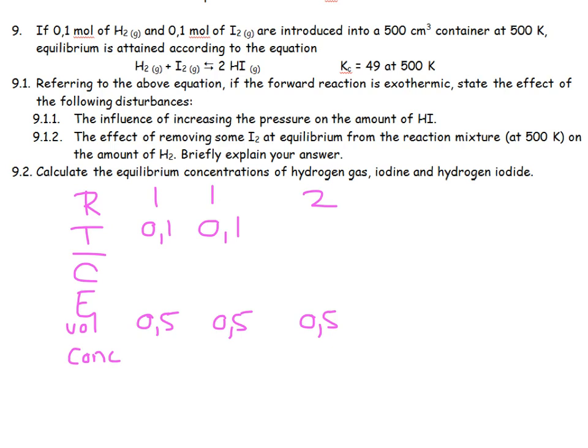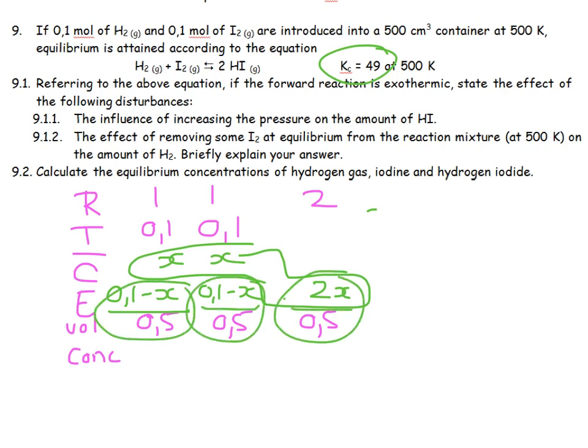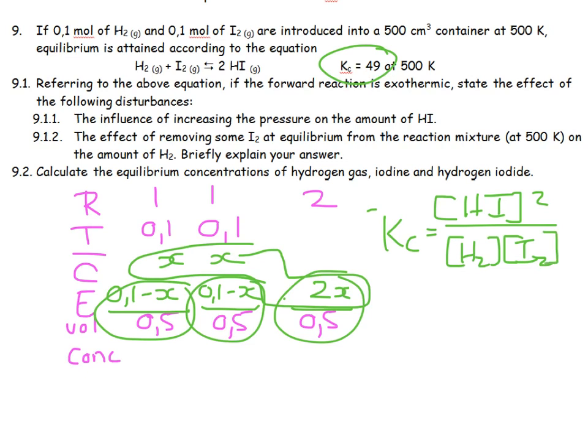And I am going to then say those are linked, and I get x, x, and 2x. This is 0,1 minus x, 0,1 minus x, and they are going to give me a little bit more information. Well, let's see what they ask me. I've been given Kc over here, so I can say that's my concentration, that's my concentration, and that's my concentration. Kc is equal to concentration of the products divided by the concentration of the reactants. And Kc is 49, and then I substitute in my values here 4x.